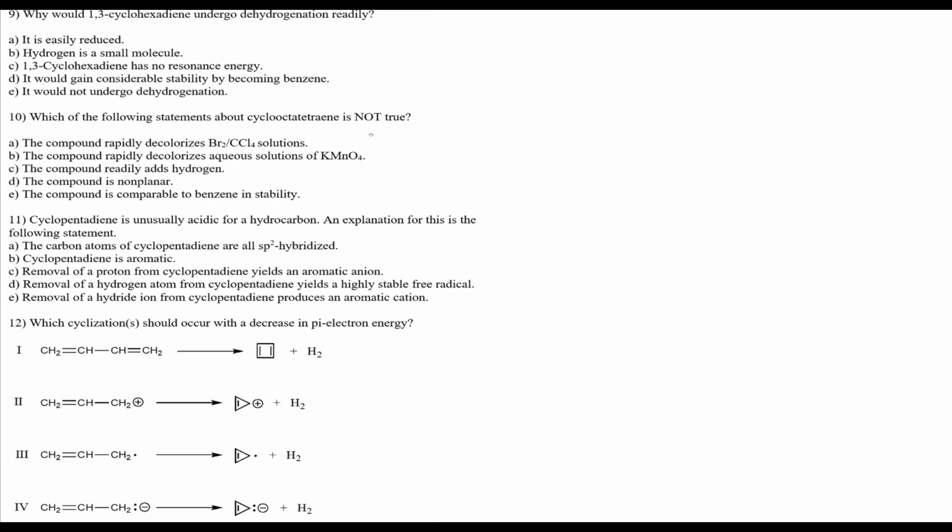Why would 1,3-cyclohexadiene undergo dehydrogenation readily? So why would it want to dehydrogenate? And what is 1,3-cyclohexadiene? Well, first of all, it's a cyclic compound, so we can just draw this. Wow, that's so perfect, my gosh. Really happy. So that's 1, 2, 3, and 4, so my fourth one's going to be there. And they're asking why would it dehydrogenate? Well, that just means we're going to be adding another double bond on it.